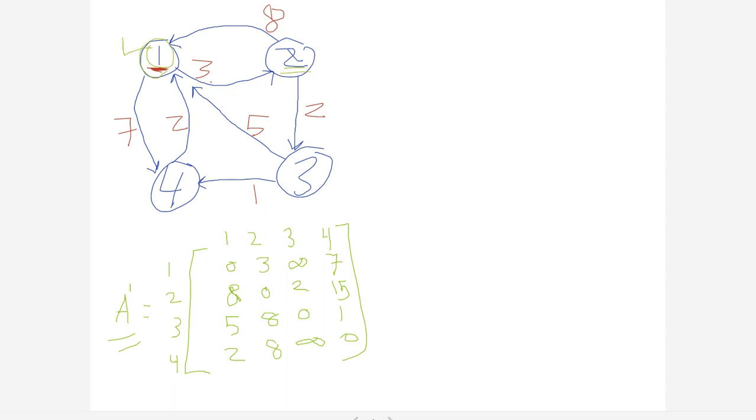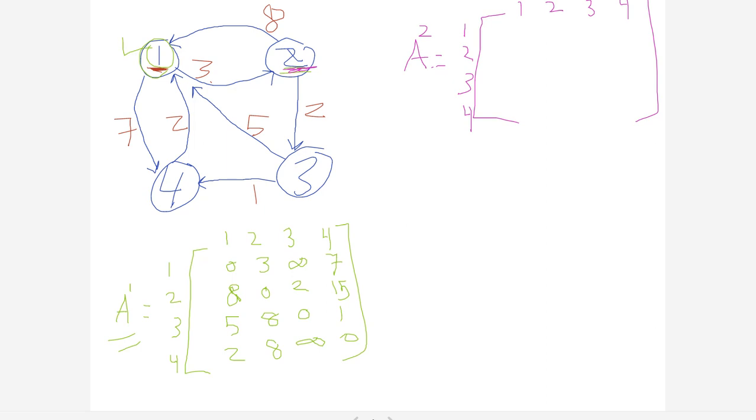Now we move to 2 as intermediate. So now we are going to consider another matrix, which is A2. Now 2 is the intermediate. So now let's build the matrix again. A2 equals, this is for 1, 2, 3, 4, 1, 2, 3, 4.